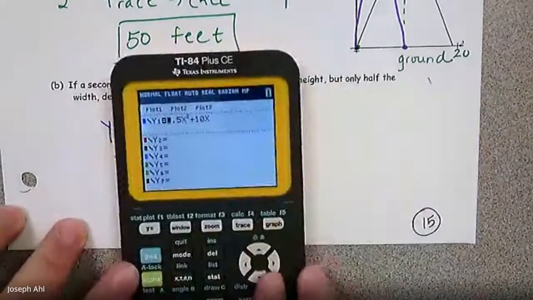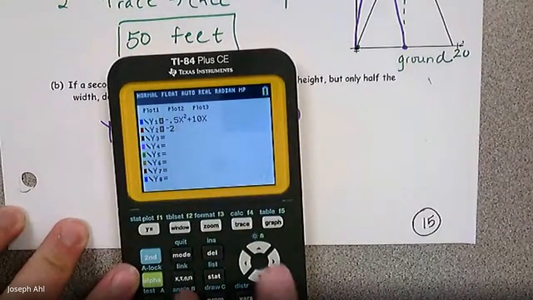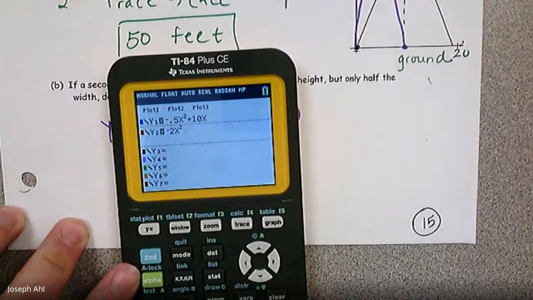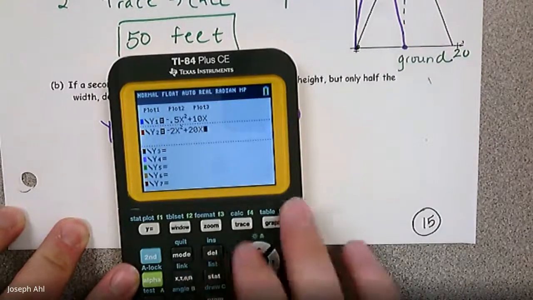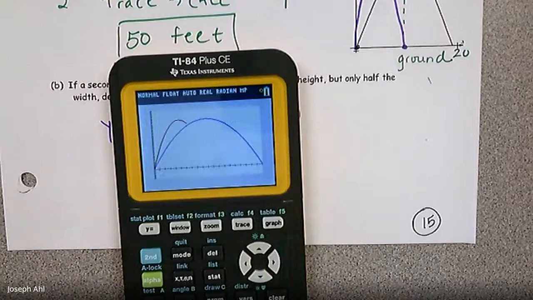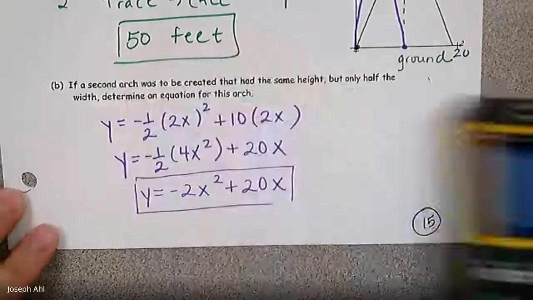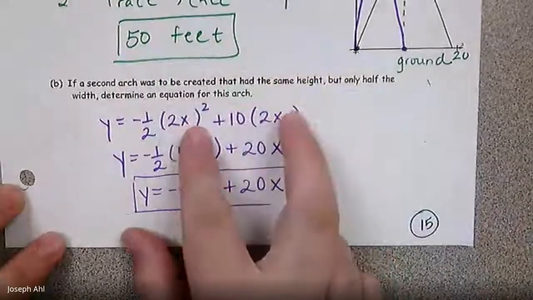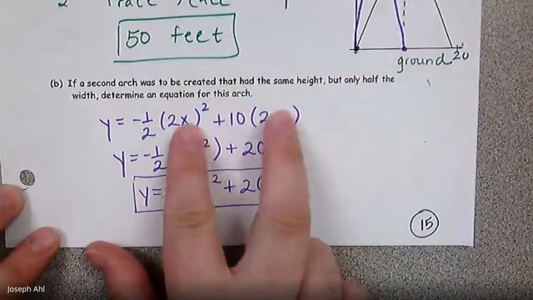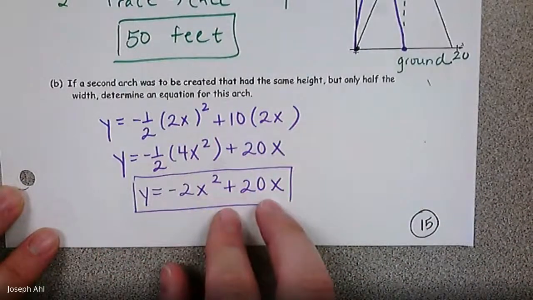Let's double check it. If you go to y2 and type in negative 2x squared with a plus 20x after it and hit graph, it should have the same height but half the width. And look how cool we are. We got it without even kind of guessing and checking using the calculator there. Because to be honest, it actually would have been pretty challenging, I think, to guess and check. I don't know how we would have come up with this result had we not plugged in 2x and then simplified the equation from there, okay?